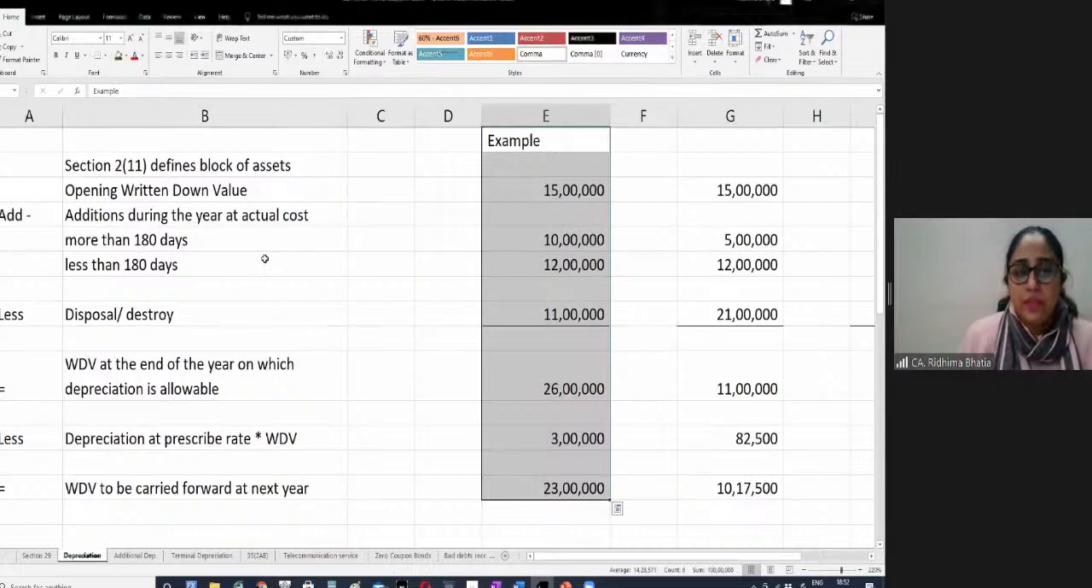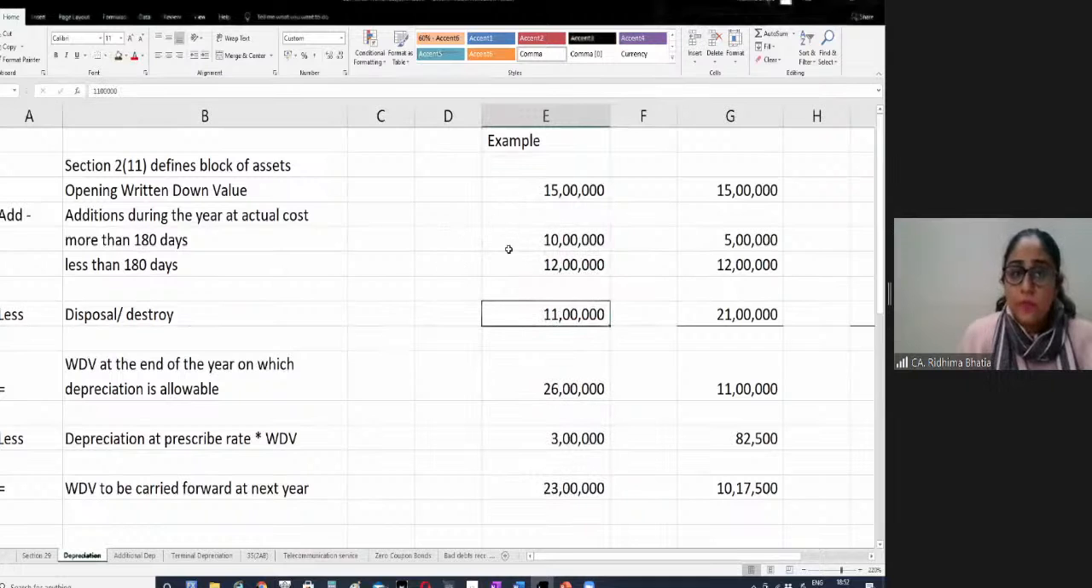I have made additions during the year for more than 180 days, for less than 180 days, and I have disposed of 11 lakhs from the old machinery part, and this is a plant and machinery question. Okay? So now WDV at the end of year on which the depreciation would be allowable would be opening plus additions less any disposal, 26 lakhs.